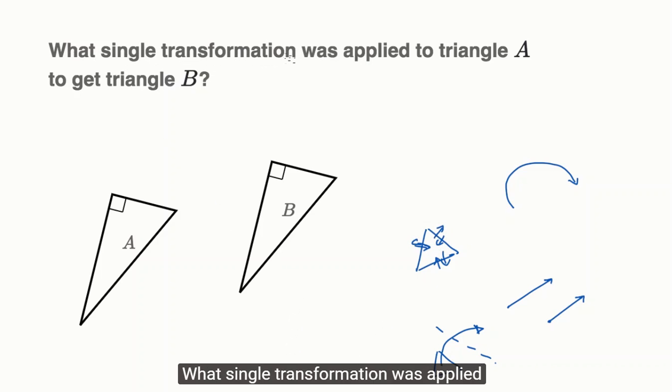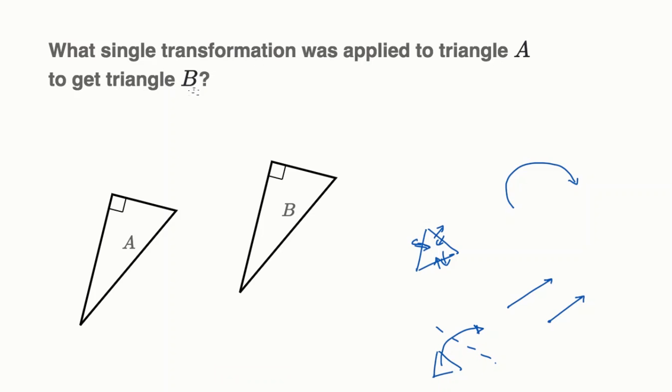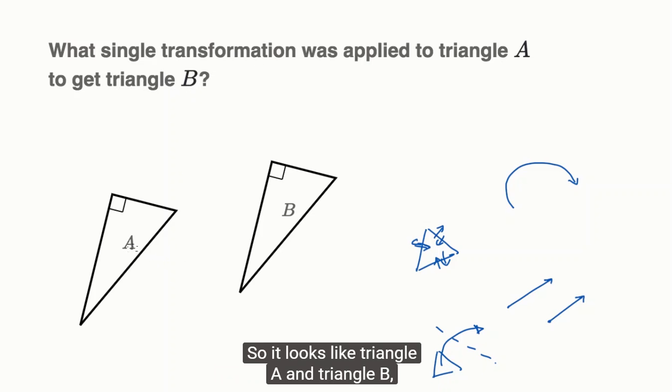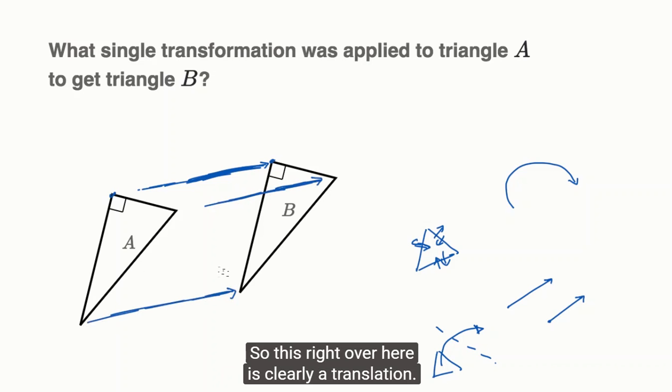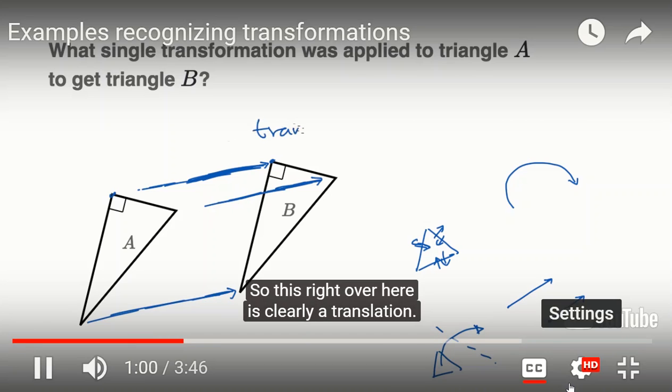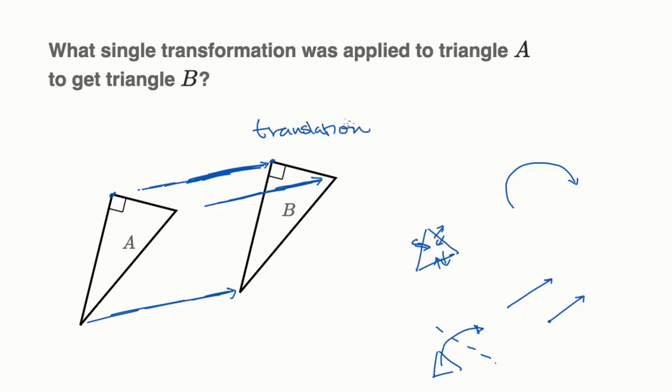What single transformation was applied to triangle A to get triangle B? So it looks like triangle A and triangle B, they're the same size. And what's really happened is that every one of these points has been shifted, or another way I could say it, they have all been translated a little bit to the right and up. And so right like this, they have all been translated. So this right over here is clearly a translation. Let's do another example.